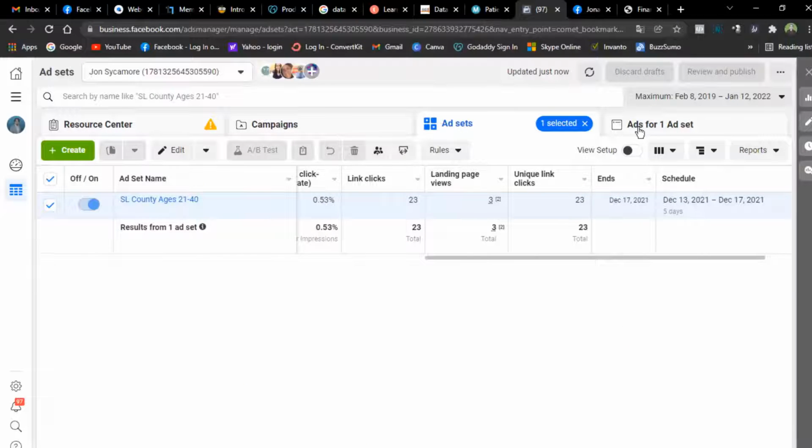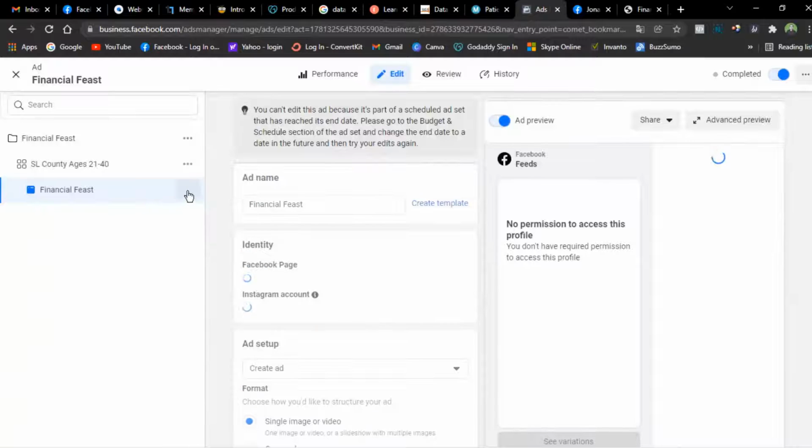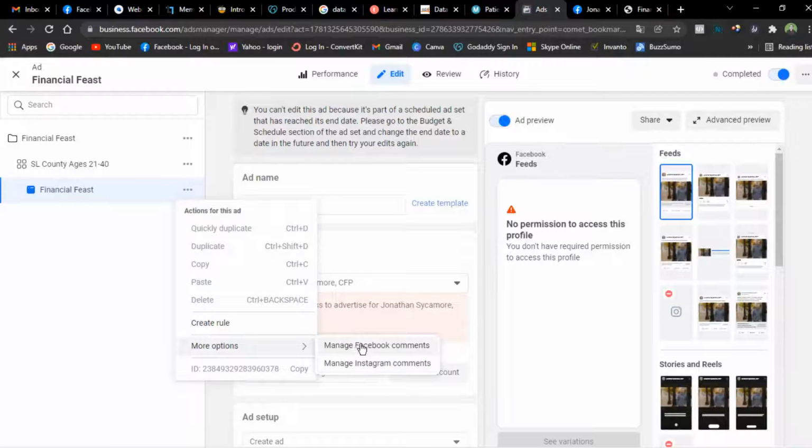And as for your ad, if we look at your ad, let's try to go and look at your ad right now.